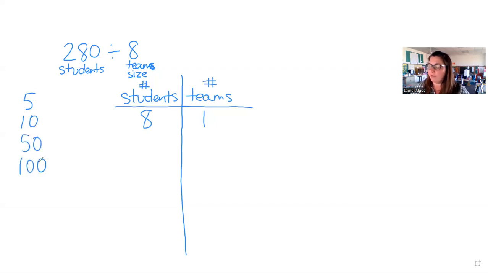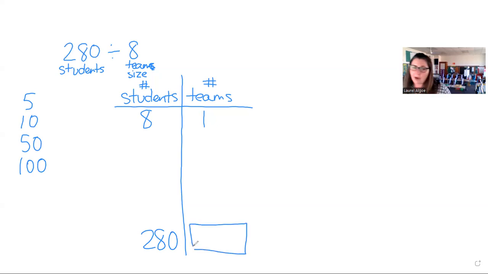just to get myself closer to that 280 students. That's my goal down there. If I can get to 280 students, I'll know how many teams I have, and that's my answer. So I'll put a star by this because that's what we're trying to aim for.